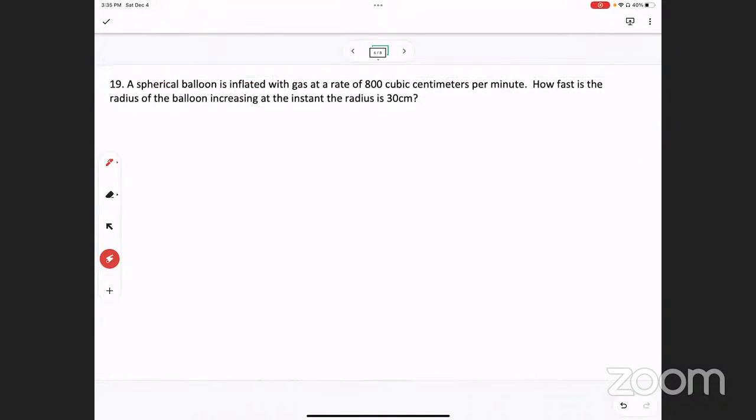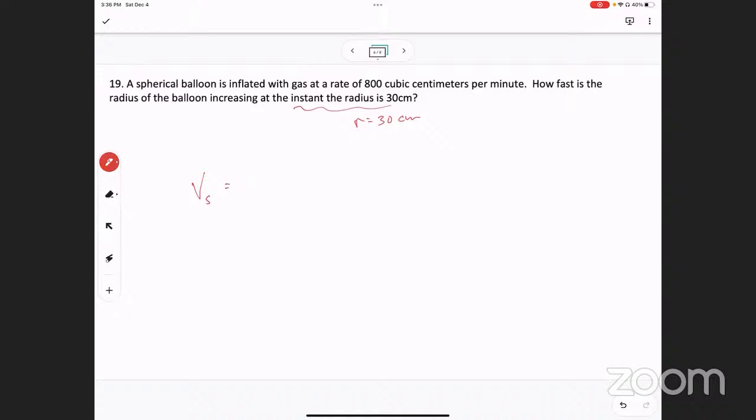A spherical balloon is inflated with gas at a rate of 800 cubic centimeters per minute. How fast is the radius of the balloon increasing at the instant the radius equals 30 centimeters? Okay, so a balloon, so what's the volume of a sphere? What's the formula for the volume of a sphere? Do you remember off the top of your head?